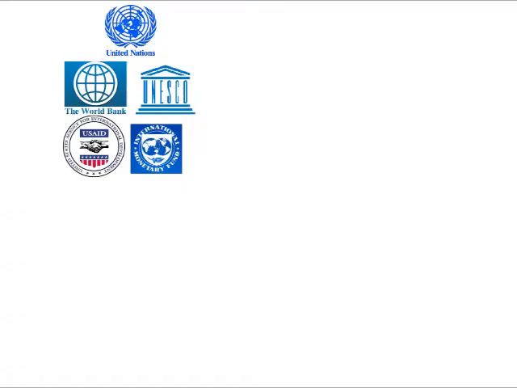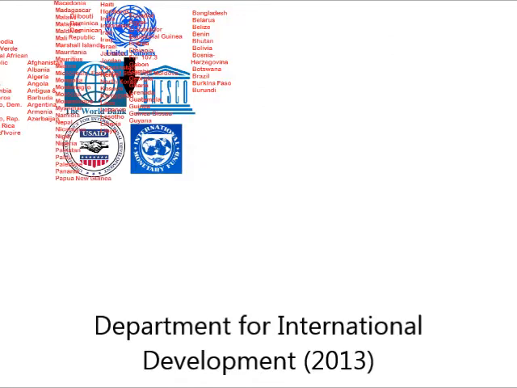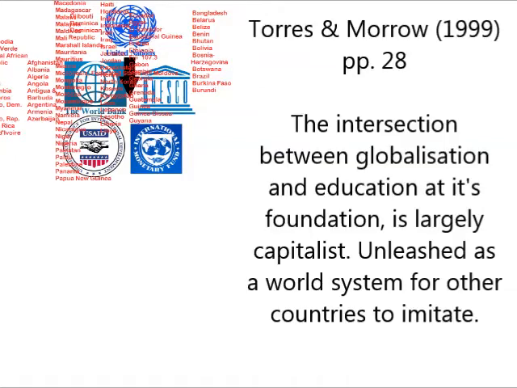International organisations such as USAID, UNESCO and the International Monetary Fund all work in conjunction with the United Nations to fund an ever-increasing list of developing countries. It is reasonable to assume that many of these lending agreements may come with their own conditionalities, which could potentially be promoting capitalist market values, as reflected in World Bank's lending strategy. Torres and Morrow, in a discussion of globalization, indicate that capitalism spreads as a world system, where global education systems become a reproduction of those used in capitalist nation-states.